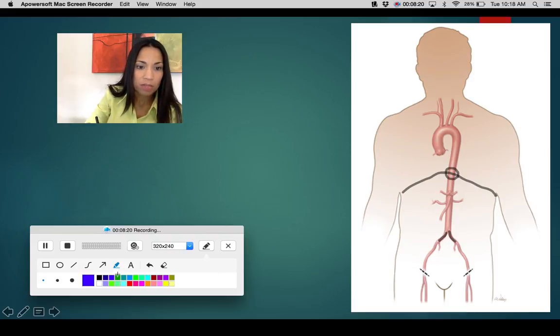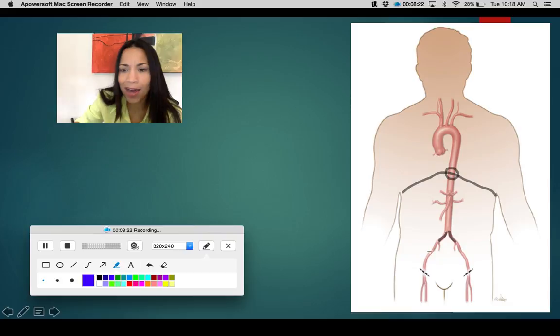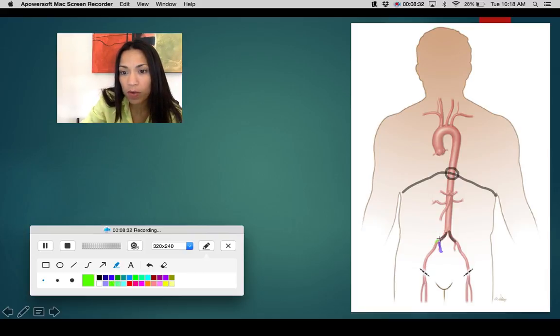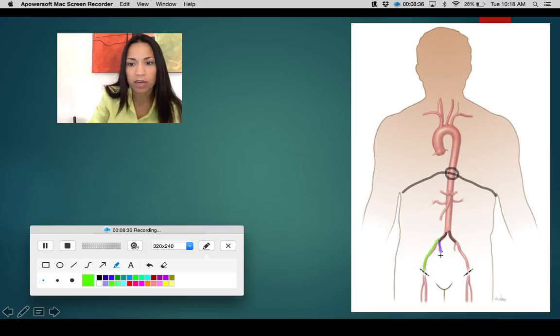Now the common iliac artery branches into one thin internal iliac artery and one thick lateral or external iliac artery. So the common iliac artery branches off into internal and external iliac artery. The internal iliac artery supplies all the organs of the abdominal pelvic region. The external iliac artery is the one that we're going to follow now, the green one.